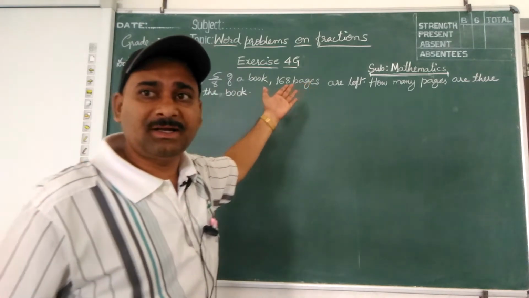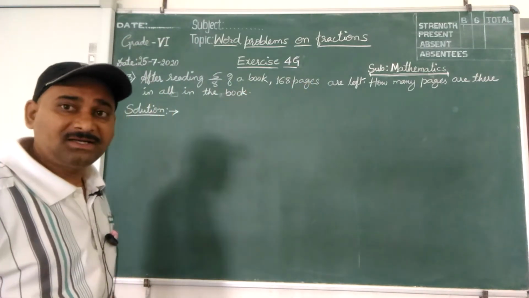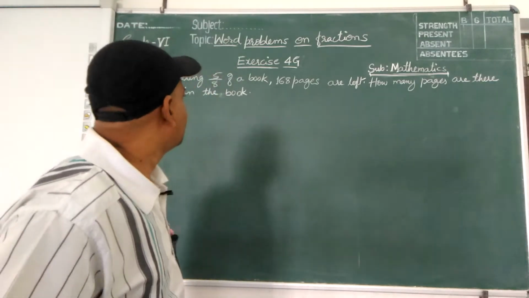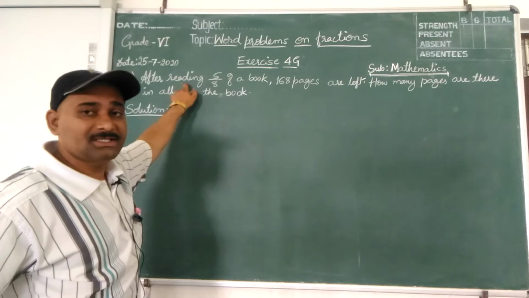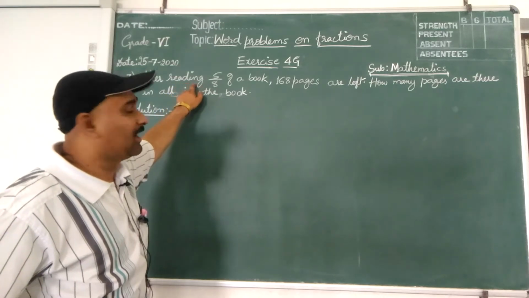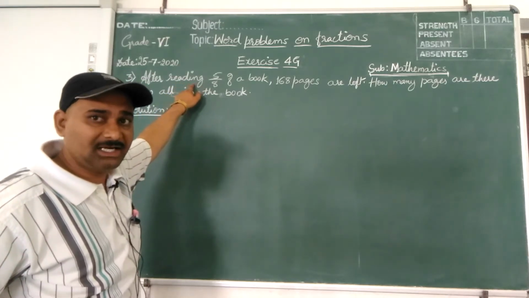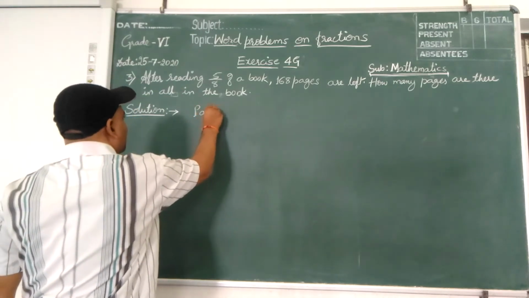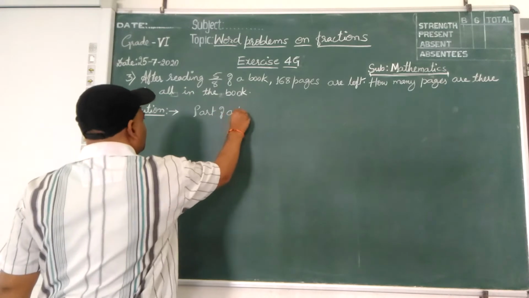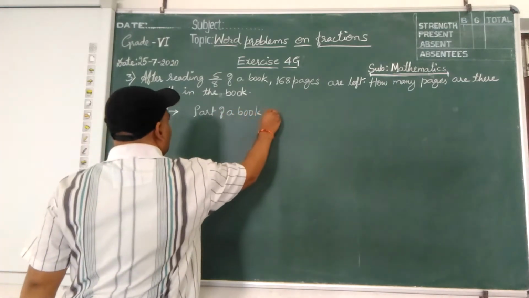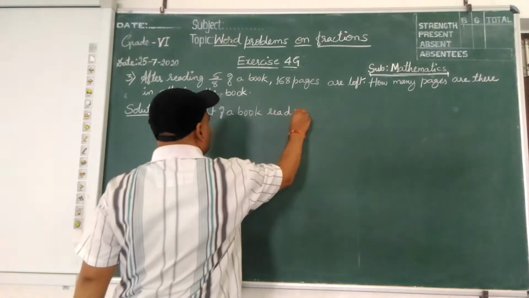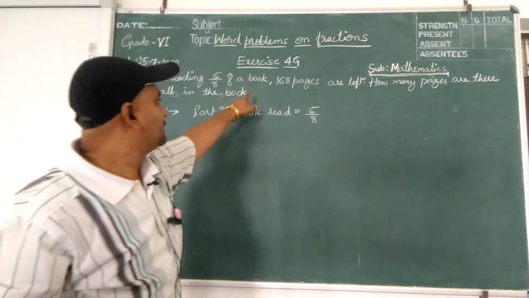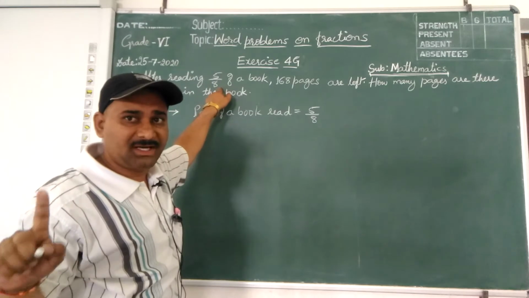So what is given? Number of pages, the part of the book which is unread. These are the part of the book after reading, which is read already. So part of a book read is 5 by 8. This part is already read.